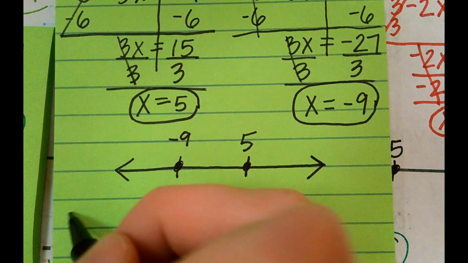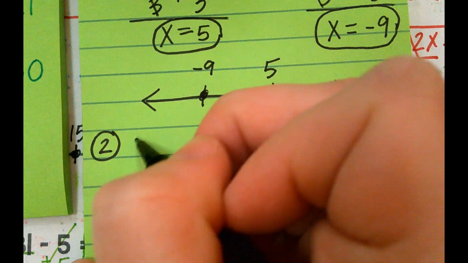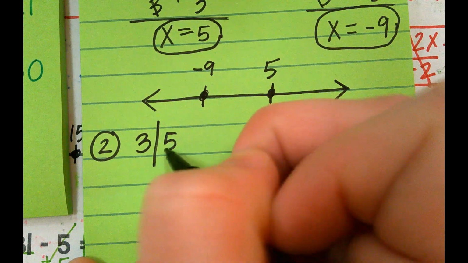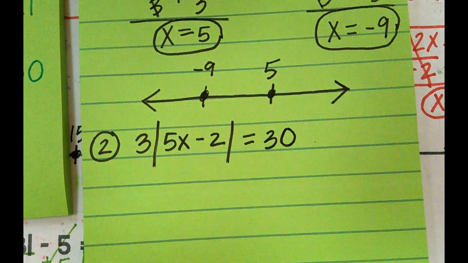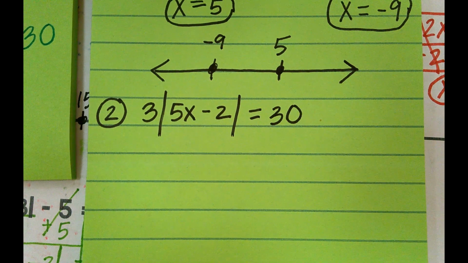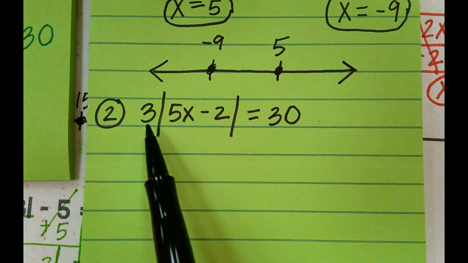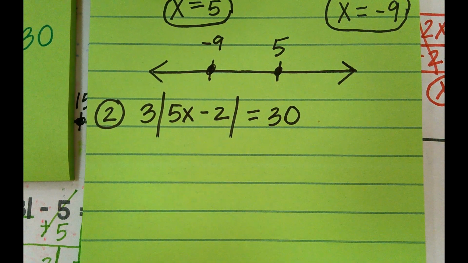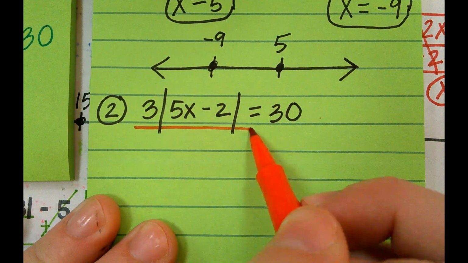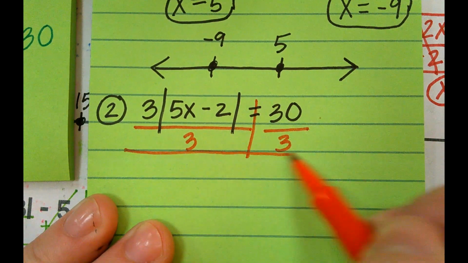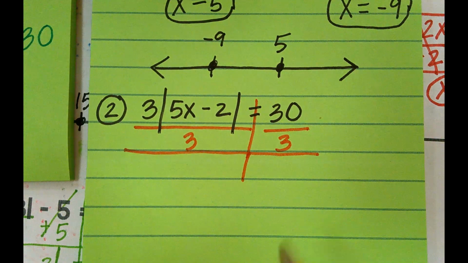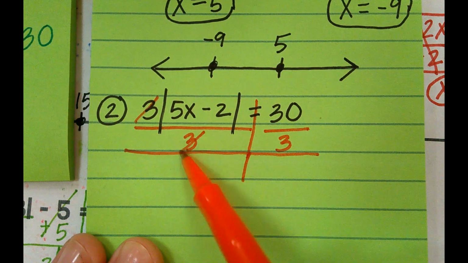Let's do it. Number 2. I'll just rewrite it. 3 absolute value 5x minus 2 absolute value equals 30. Okay, what do I need to do here? Divide it all by 3. Yes, we need to get rid of this 3. My absolute value is not by itself yet. So let's divide by 3 to get rid of that 3, both sides. Okay. What happens? Your 3's cancel out.